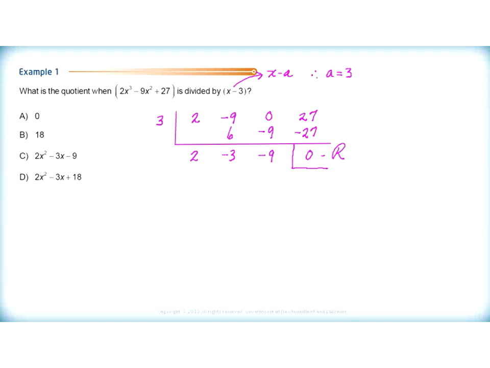represents the remainder. Notice that the question is looking for the quotient. So in this case, the quotient is determined from this depressed equation. So you have the quotient Q of x is equal to 2x squared minus 3x minus 9. And the correct answer for this multiple choice item is C.